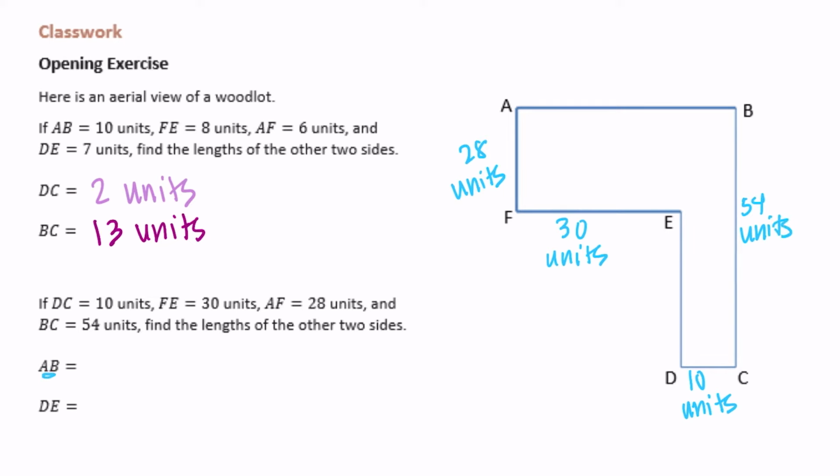So now we need to find AB. So this section right here, AB. It doesn't tell me anything about that, but I know that FE here is 30. So this part right here is 30. And then this last little part right here is 10. So 30 plus 10, so AB would be 40 units.